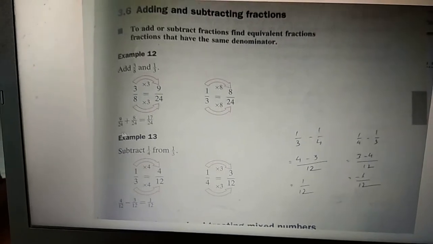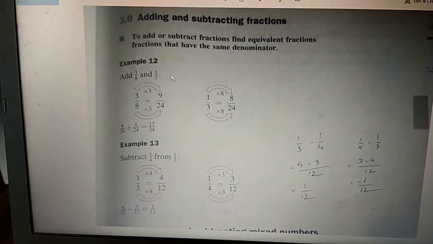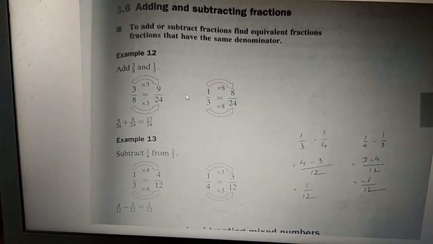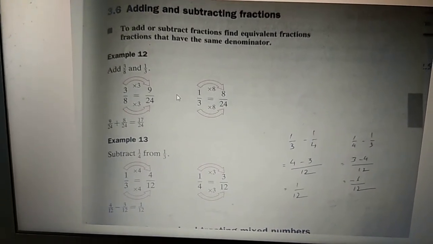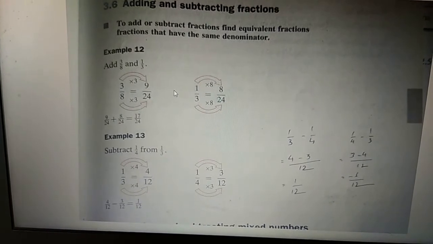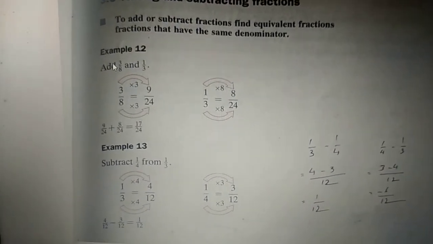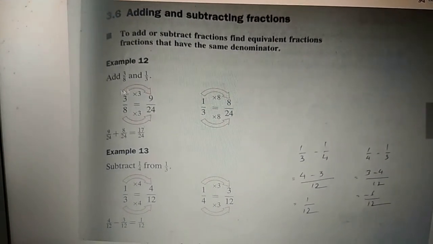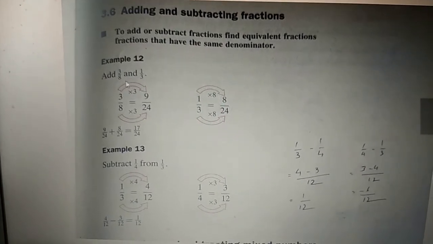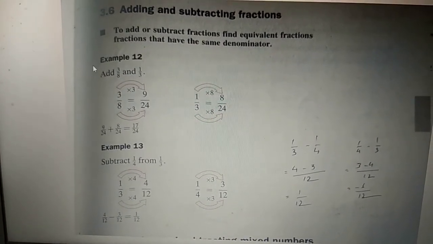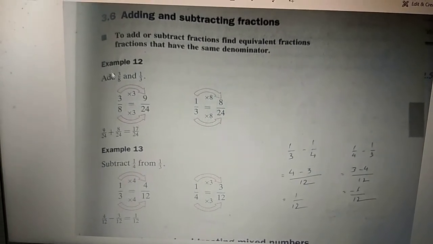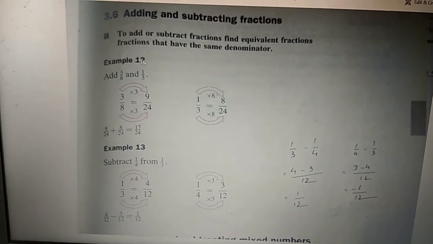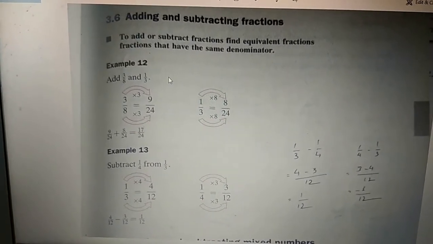In our last class, we already talked about what fractions are. In today's class, we will see how we can add or subtract those fractions. So if you look at example number 12, it says add 3 by 8 and 1 by 3. Basically they're talking about the addition of these two fractions. So how can we add these two fractions? It is very simple.